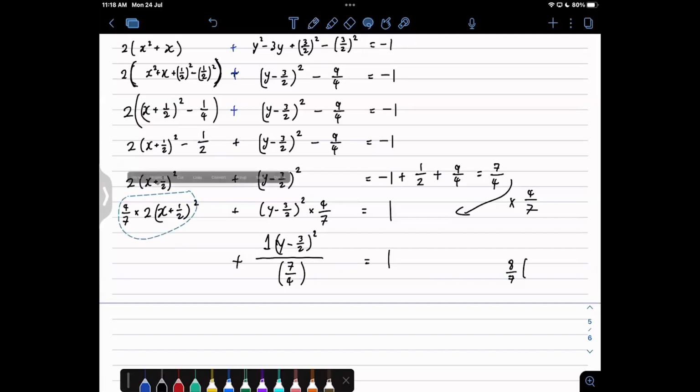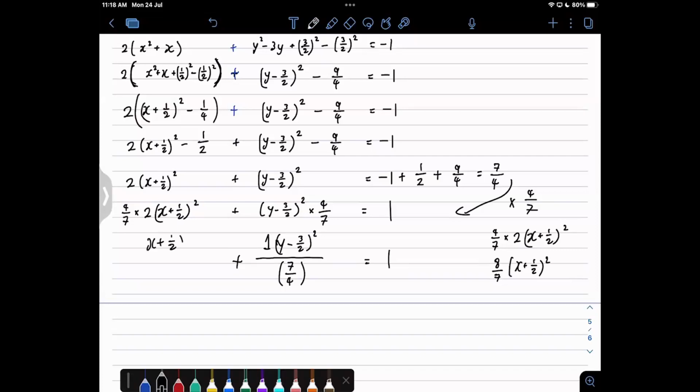I'll copy this. I'll simplify it to 8 over 7 times the x plus half bracket square. Then from there, last step is x plus half bracket square. I make sure the coefficient in front is a 1. Then I divide by 7 over 8. Is that okay? Okay, good. So now, not enough. 7 over 8 means that, okay, let me double check this.